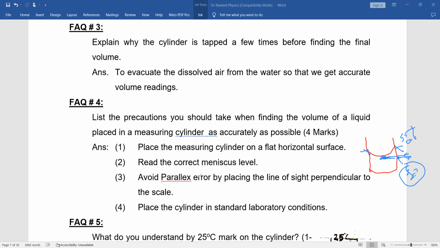Then avoid parallax error by placing the line of sight perpendicular to the scale and then place the cylinder in standard laboratory condition. मतलब कि रूम टेम्परेचर आपका तकरीबन 25 डिग्री सेंटीग्रेड हो, क्योंकि अगर टेम्परेचर ज़्यादा और कम होगा तो वो जो मेजरिंग सिलेंडर है उसकी वॉल्यूम पे अफेक्ट करेगा.